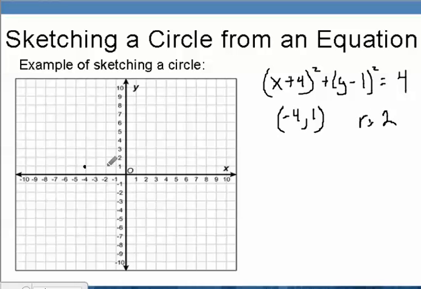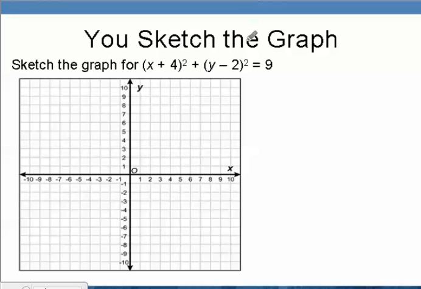So that means I'd go out here to 2, and I would put a point 2 units away from that point right there. Let's see here, 2 units away from that point right there. And I could actually draw a little circle that goes through those 4 points, just like that. Okay, so Mr. Green can't draw a circle. But that's the way you would find a circle given an equation.